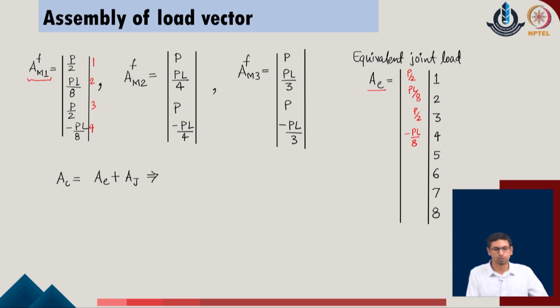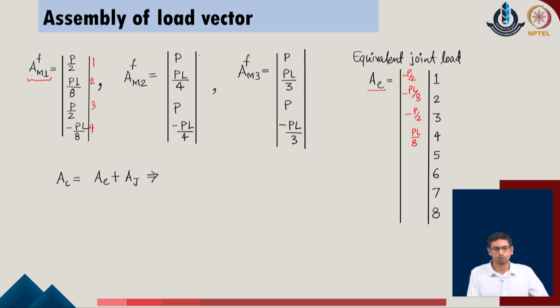So, when I convert it into the equivalent joint load, I should just reverse the direction of these forces. That is why I add the minus sign, and that brings out the values of minus P by 2, minus PL upon 8, minus P by 2 and PL upon 8 in the given system. Then I go to the contribution of member 2.